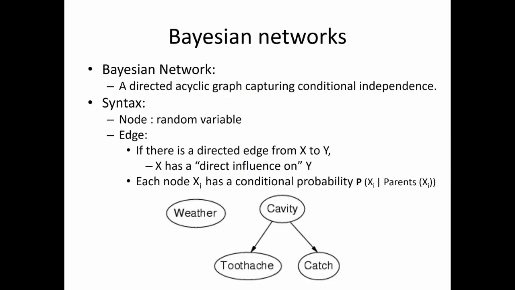A Bayesian network is a DAG capturing the conditional independence of the random variables. Every node in a Bayesian network is a random variable, and every directed edge represents a conditional dependence. So if there's a directed edge from node X to node Y, that means the random variable X has a direct influence on Y. And here, direct influence is often causal. And each node has a conditional probability of that random variable given all the parents.